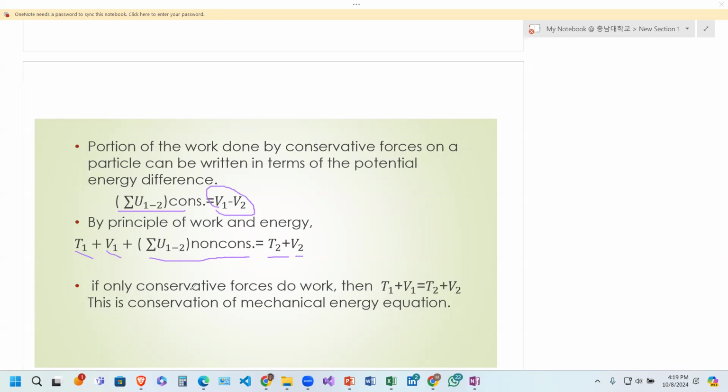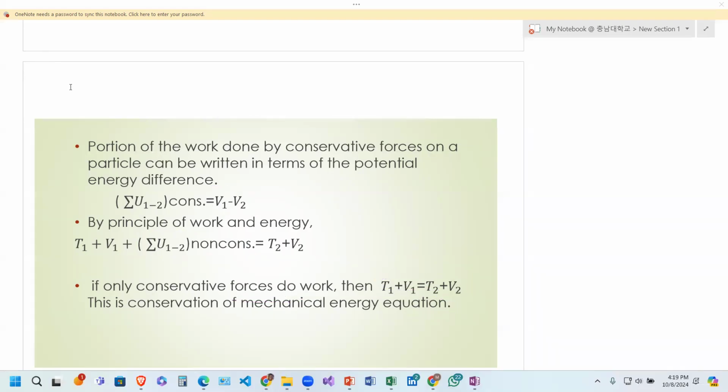Now, if only conservative forces do work, then T1 plus V1 is the same as T2 plus V2, because this whole work term goes to 0. So this is the conservation of mechanical energy equation. We have to note that this is the conservation of mechanical energy equation.